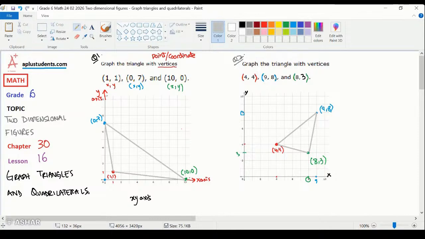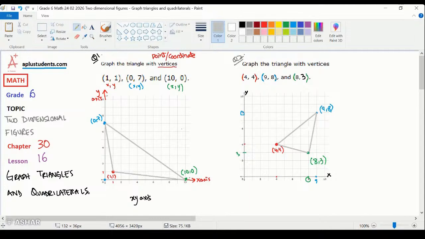What we are trying to do is plot these points or coordinates on a graph to find the shape. If 3 points are given to us, we can say it is a triangle. If 4 points are given to us, we can say it's a quadrilateral, right? A quadrilateral can be a square, rectangle, parallelogram, kite, any shape. But 3 sides has to be a triangle.